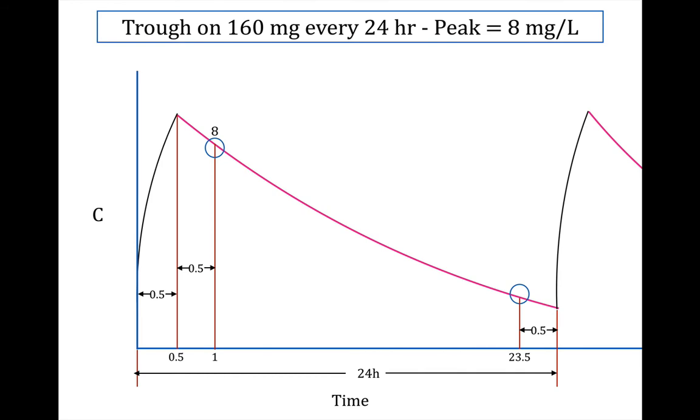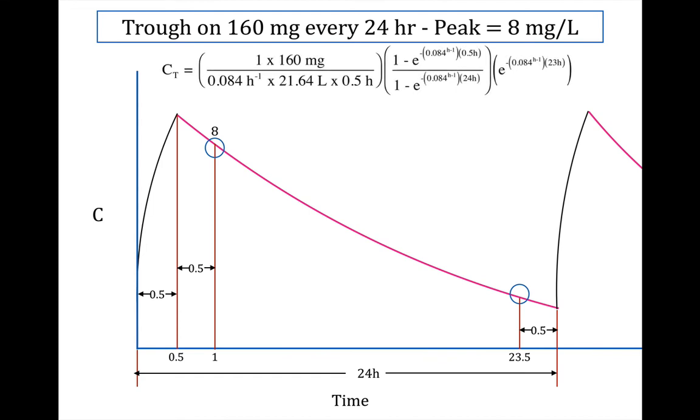Now let's determine the trough on 160 milligrams every 24 hours with a peak of 8 milligrams per liter, because we want to verify that it will fall between 0.5 and 1.5 milligrams per liter. We also want to have a sense of what it might be in case we measure the concentrations. As usual, we need the formula that describes the event, and in this case, the trough concentration is measured 23 hours after the end of the infusion.